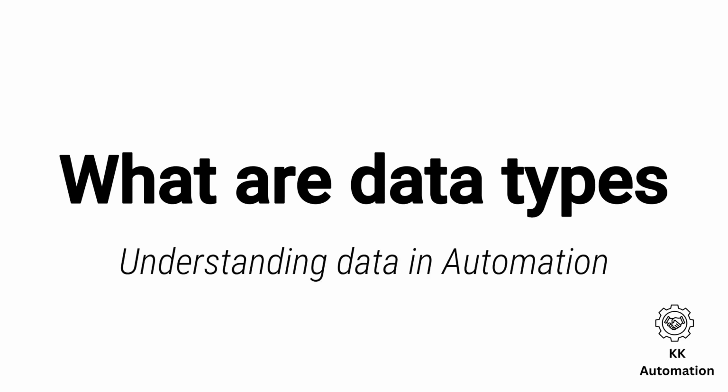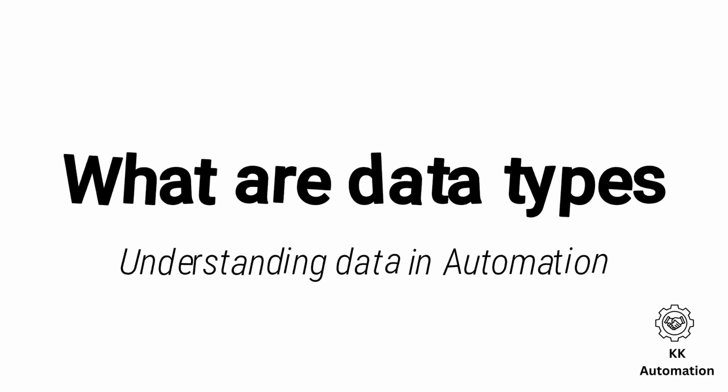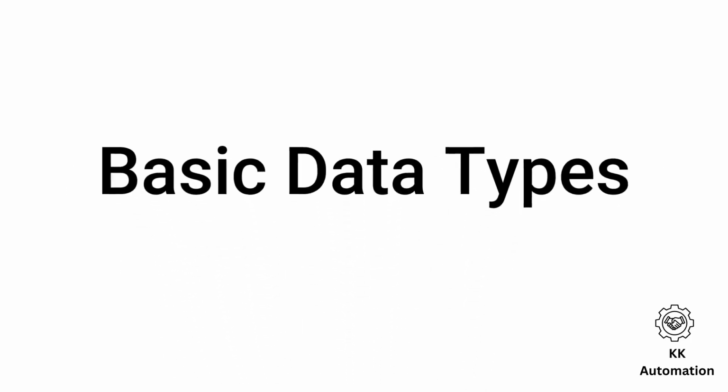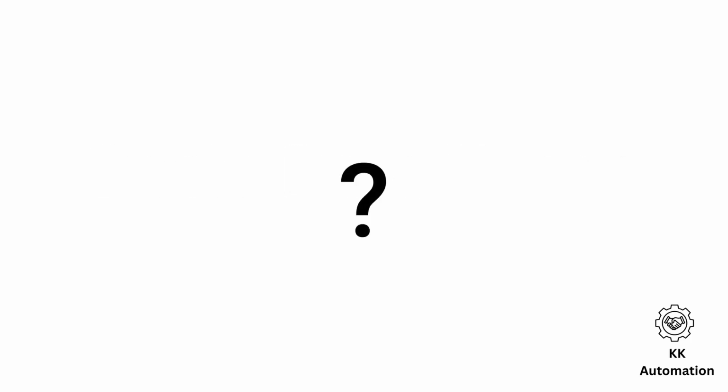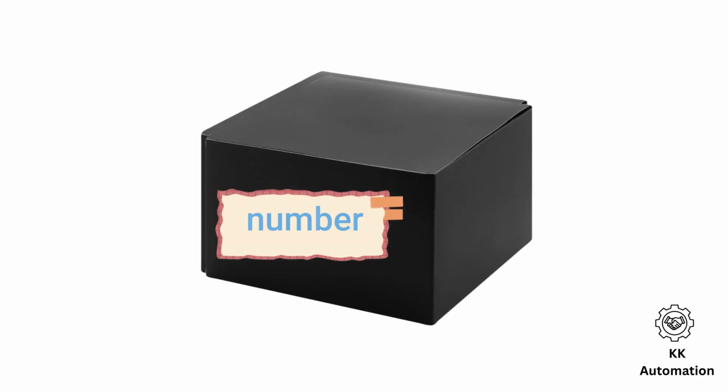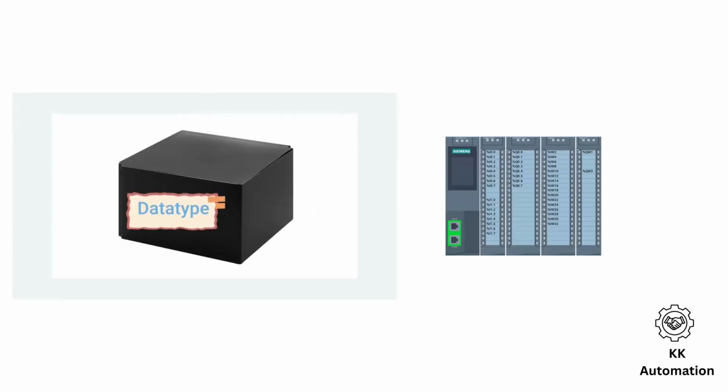This video is the first in a series designed to help you understand data in your automation projects. Today, we are focusing on the absolute fundamentals, basic data types. Before we look at the different types, let's answer a simple question. What is a data type? Think of it as a label for a box. This label tells the system and you exactly what kind of information is allowed to be stored inside that box.